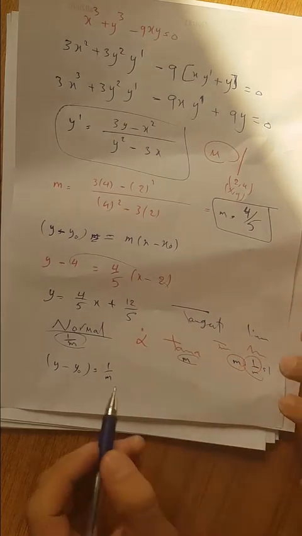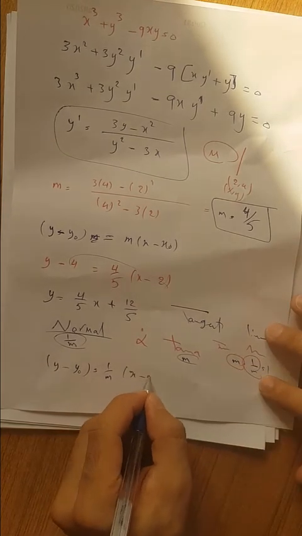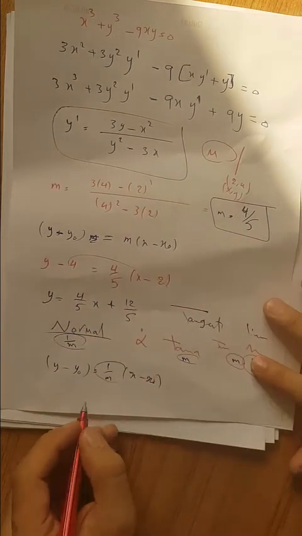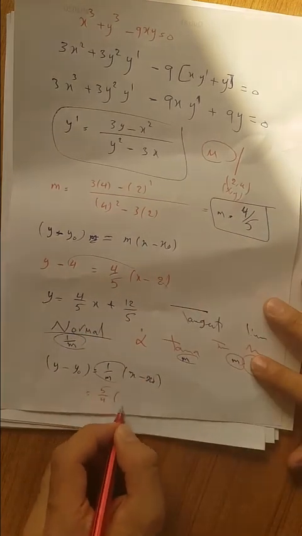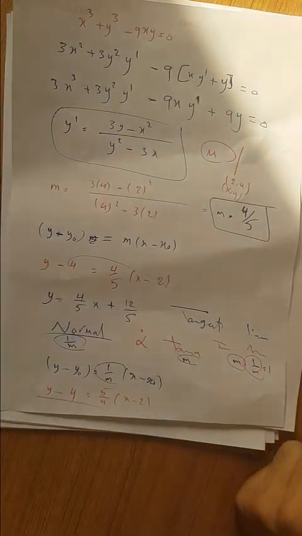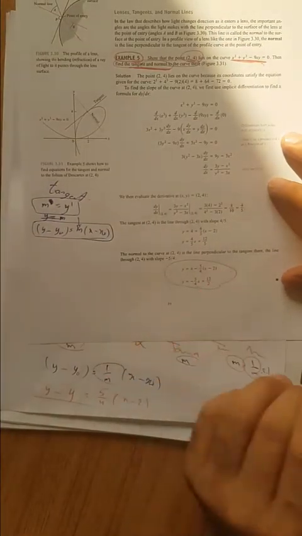That's why, for the normal line I have x minus x naught again, and just change 4 over 5 to 5 over 4, and multiply x by 2 and y minus 4. That's all what we have. And finally we finish section 3.